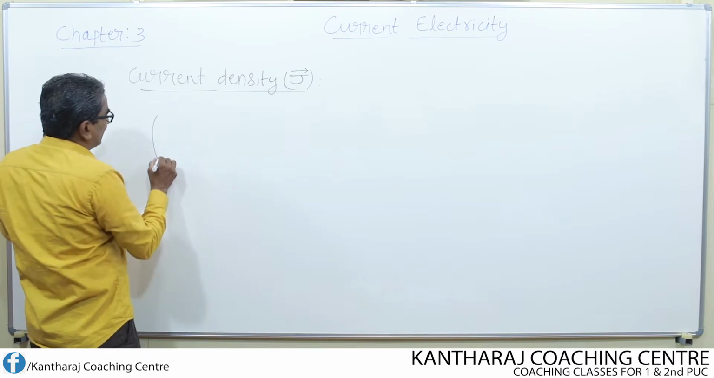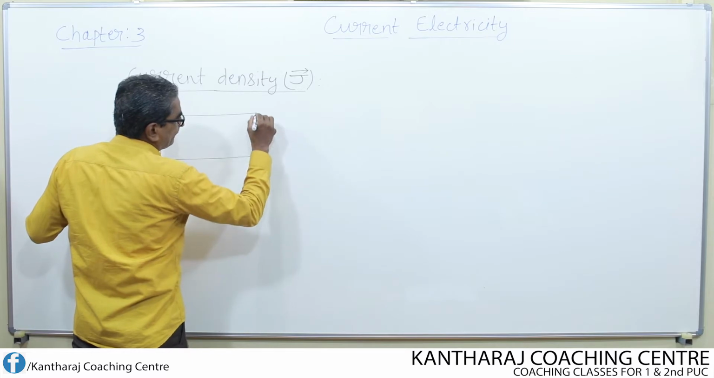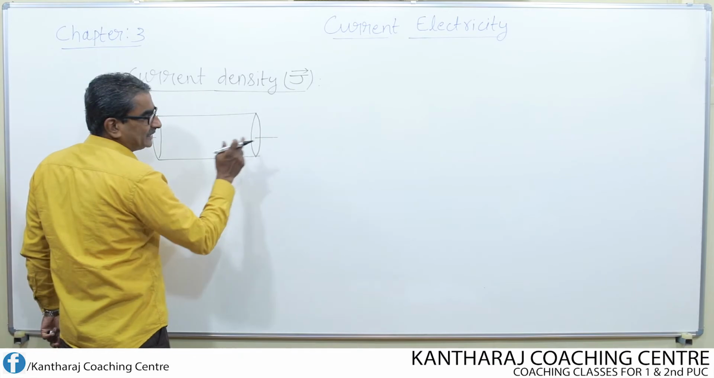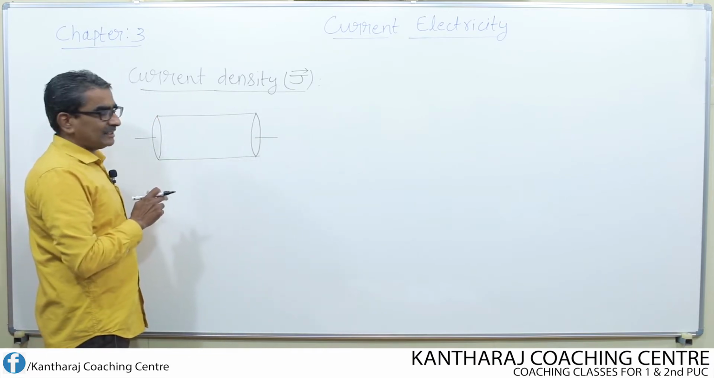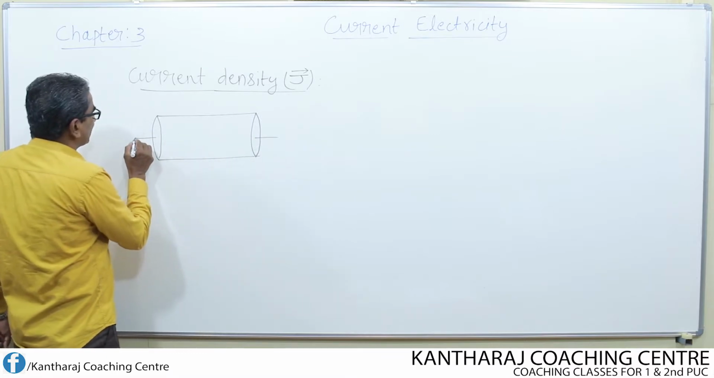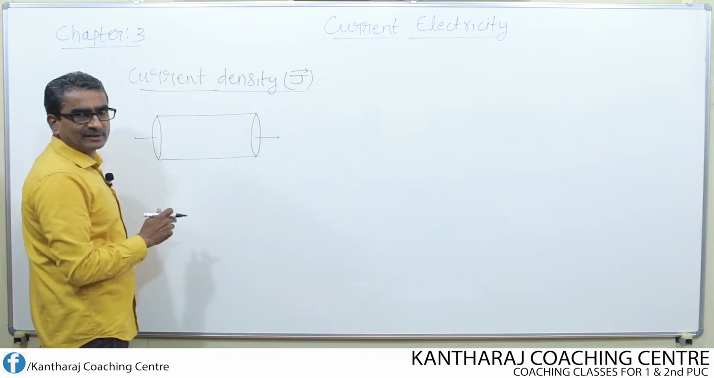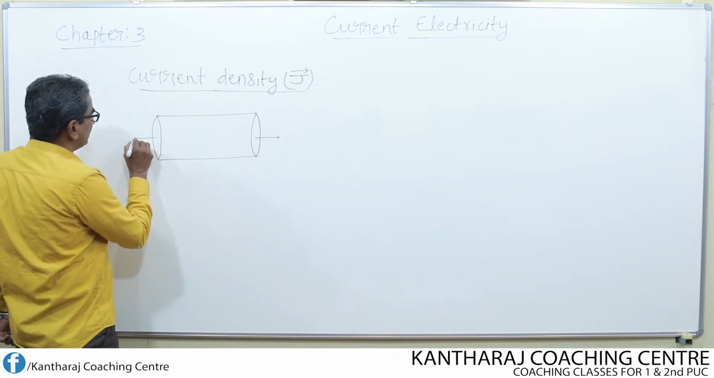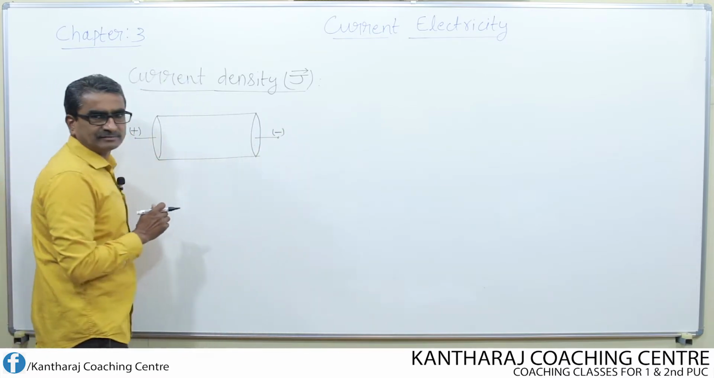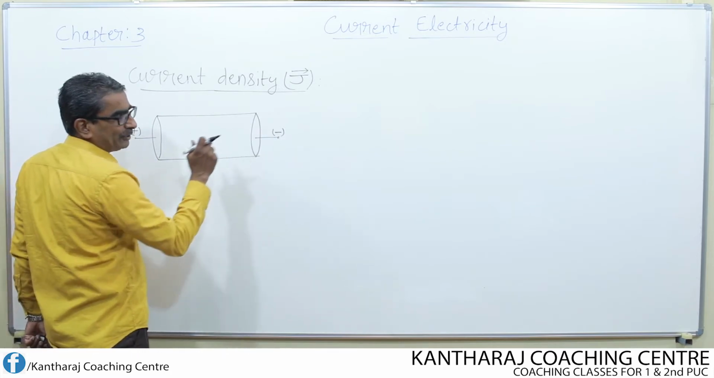Suppose I consider one metallic conductor. So this is the metallic conductor, then if I apply some potential difference between the two ends of the conductor, how can I apply the potential difference to the two ends of the conductor? Simply connect the two ends of the conductor either to a cell or to a battery. Suppose this end is maintained at positive potential and this point is maintained at negative potential. That means this end is said to be at higher potential, whereas this end is said to be at lower potential.